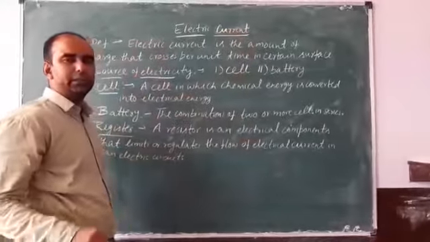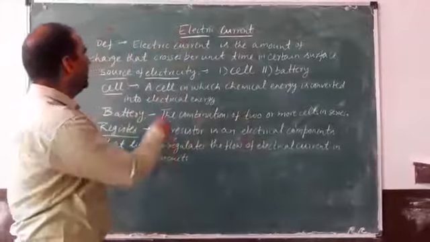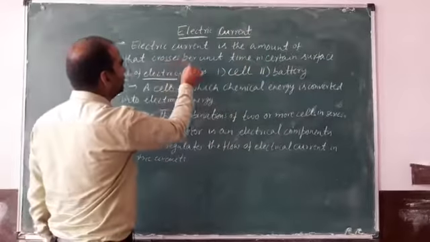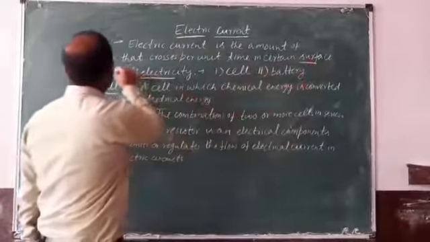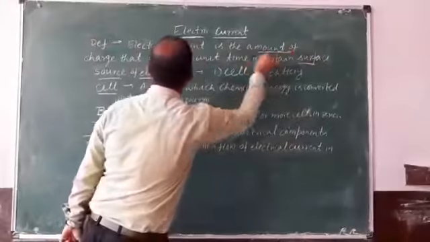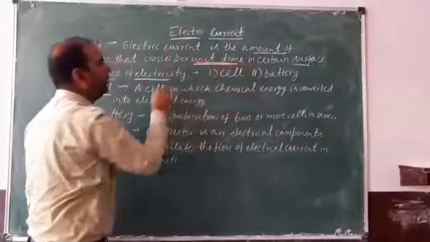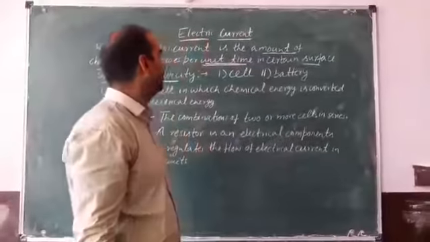So first we discuss electric current. What is electric current? Electric current is the amount of charge that crosses a certain surface per unit time. That is, how much charge crosses per unit time in a certain surface is known as electric current.